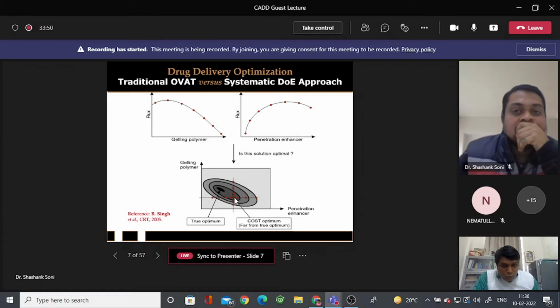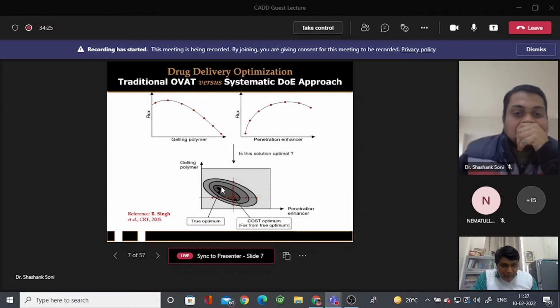These two graphs are coinciding here. It is your optimized formulation जो अभी हमने करी है. These are the percentages of the gelling polymer and these are the percentages of the penetration enhancer. 1.5% of the gelling polymer and 5% of the penetration enhancer is giving this optimized product. But in reality, you can see this beautiful spot here. It is the true optimum. Actually, क्या होना था, यहाँ पे 2% gelling polymer होना था और penetration enhancer कितना होना चाहिए था, 1.75%.